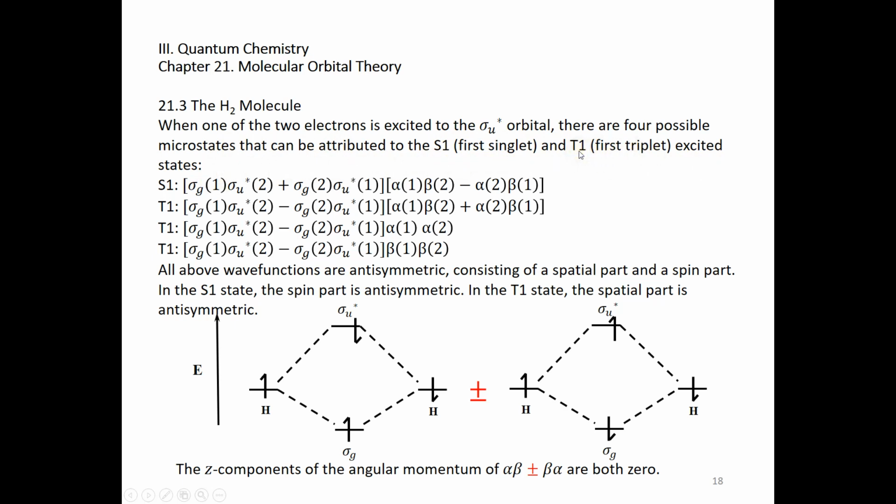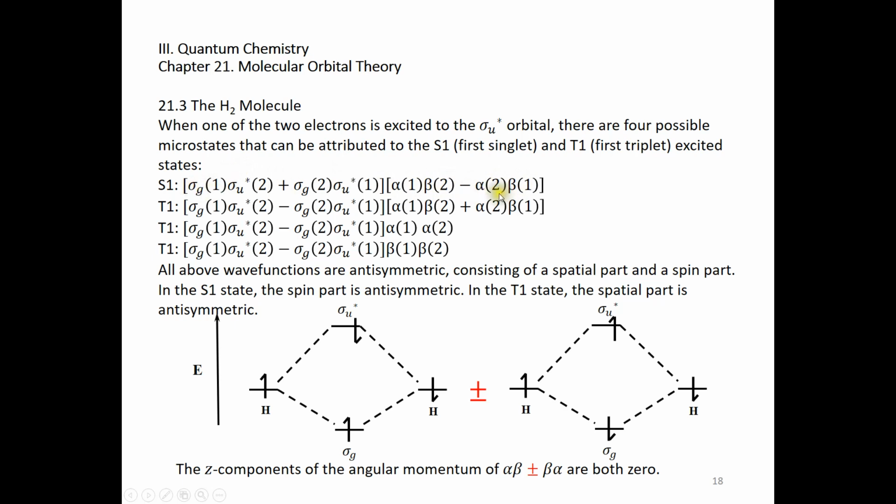When we see this T1, that means we have a degeneracy of 3. When we see S1, that means we have a degeneracy of 1. And this is the wave function for the S1 electronic state. Over here we have sigma g and sigma u star. We have electron 1 in sigma g, electron 2 in sigma u star. Over here we have electron 2 in sigma g, electron 1 in sigma u star. We have a linear combination here. And over here the spin part is also a linear combination, alpha 1 beta 2 minus alpha 2 beta 1.